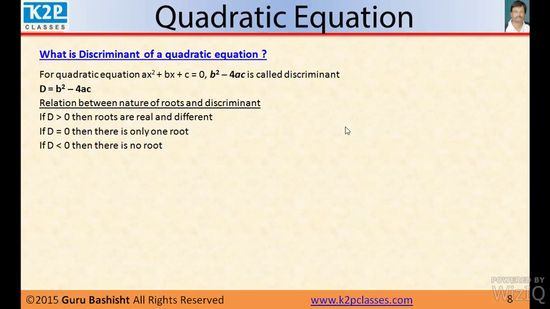What is the discriminant of a quadratic equation? For a quadratic equation ax square plus bx plus c, the term b square minus 4ac is called the discriminant. So if D is greater than 0, then there are real roots and the roots are different. If D equal to 0, then there will be only a single root and the root will be real. If D is less than 0, there will be no real root. In other words, there will be imaginary roots.